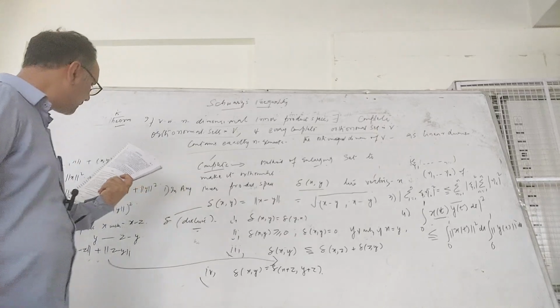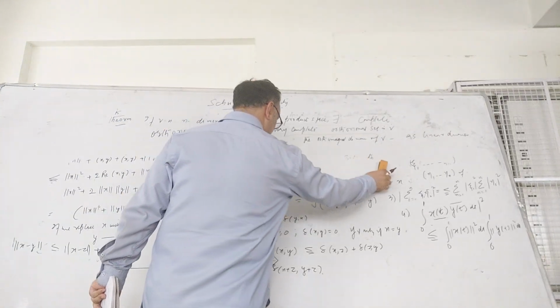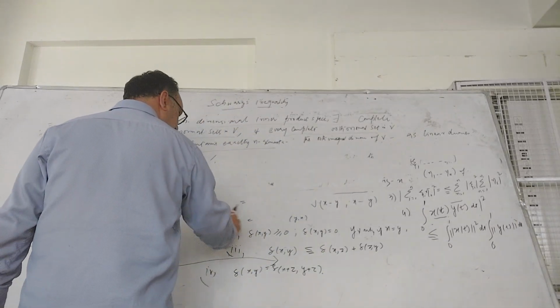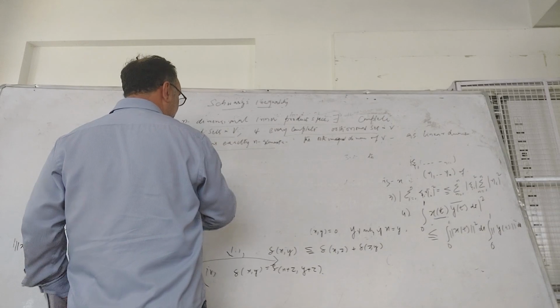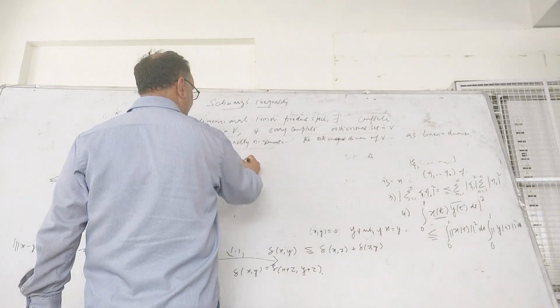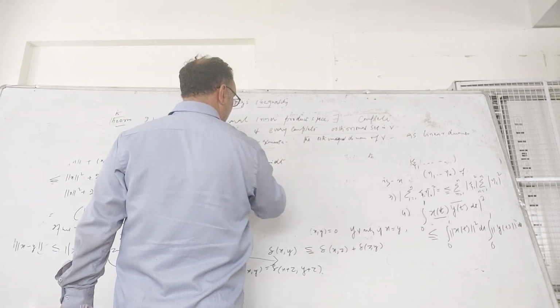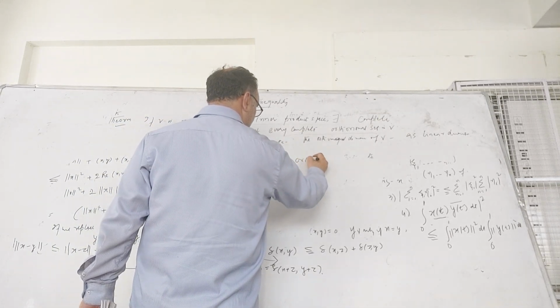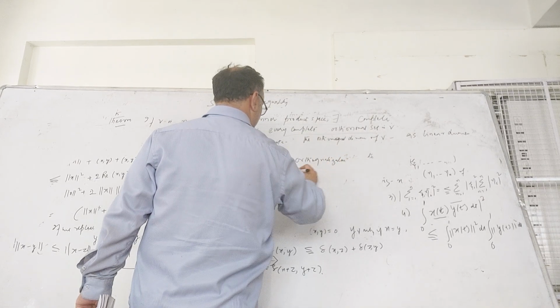So there is another way, and I'll only state it. This thing is called in the literature the Gram-Schmidt orthogonalization procedure.